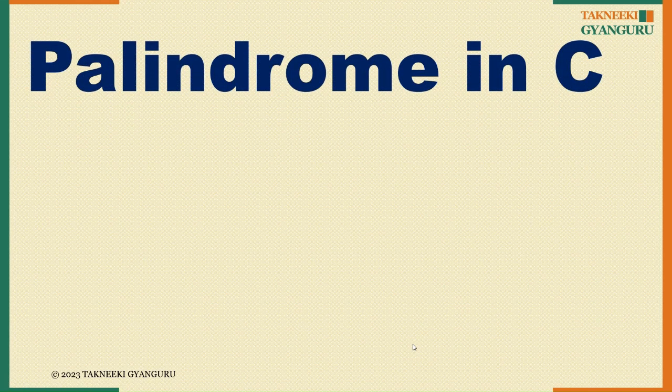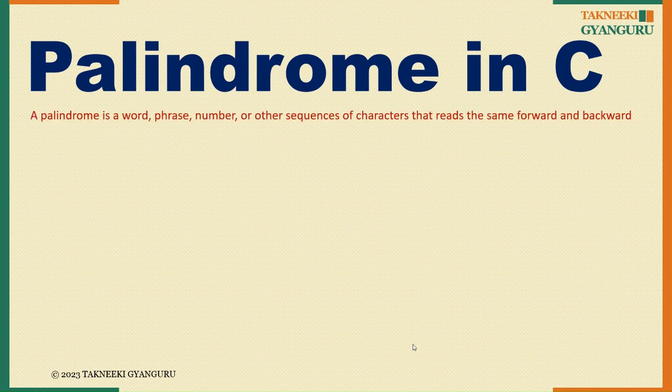Today we will understand what a palindrome is in C. So let's understand what a palindrome is. A palindrome is a word, phrase, number or other sequence of characters that reads the same forward and backward. It means if you have a sentence or any word, if you read it from start to end or end to start, it will be the same. So that is called a palindrome. So how can we write code to check whether a given word or sentence is a palindrome or not?